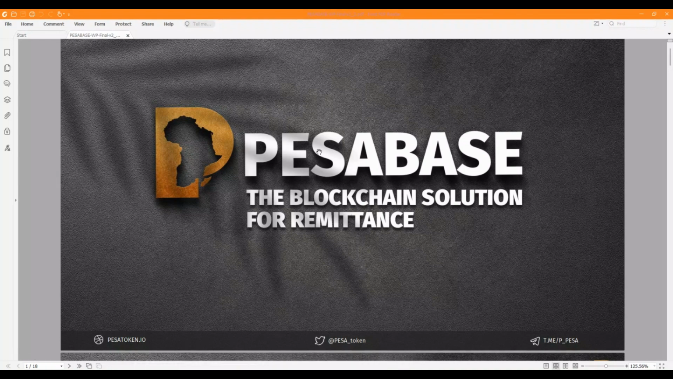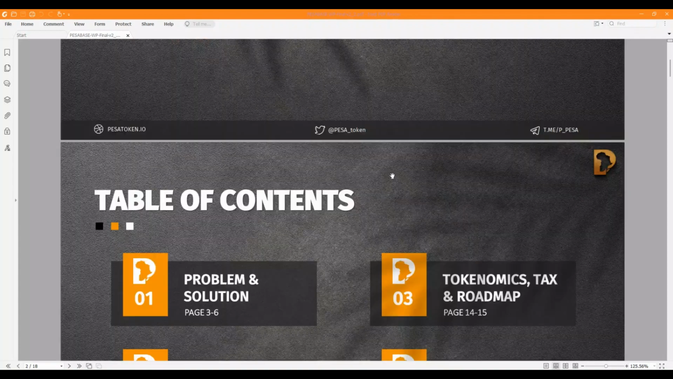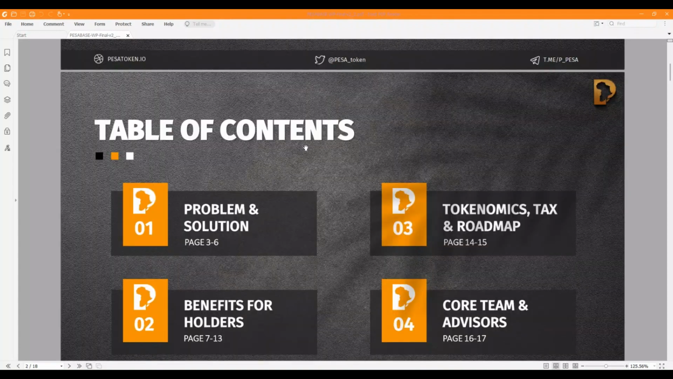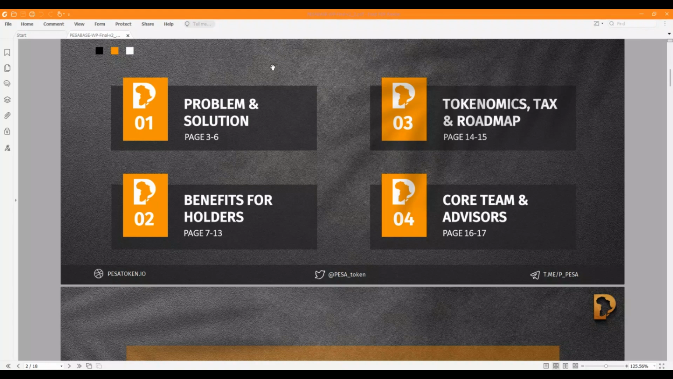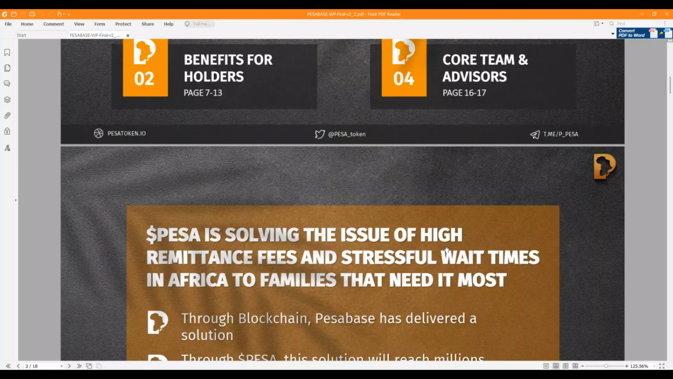Yes. Awesome. So this is how a white paper will look like, and you can see the table of contents. So the first thing they are addressing here is the problem and the solution, okay? Now, after that, they will go to the benefits for the holders, those who are holding the PESA token. Then we have the token economics, tax, and the roadmap, you see? So the roadmap is very, very crucial. And then, of course, we have the team and the advisors.